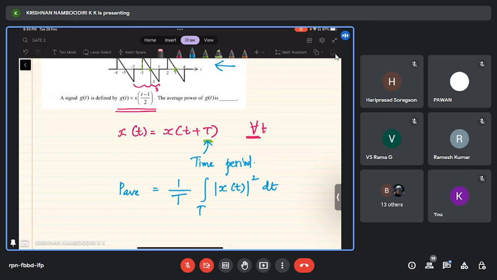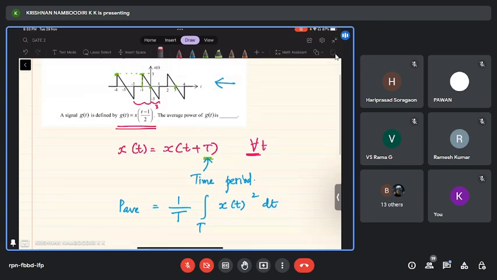If x of t is a real signal, if all the values are real numbers, then this magnitude is not required. x of t square is nothing but magnitude of x of t square. Both will be the same, right? Anyway, the given signal is a real signal. Only real values are given here. No complex numbers involved here.